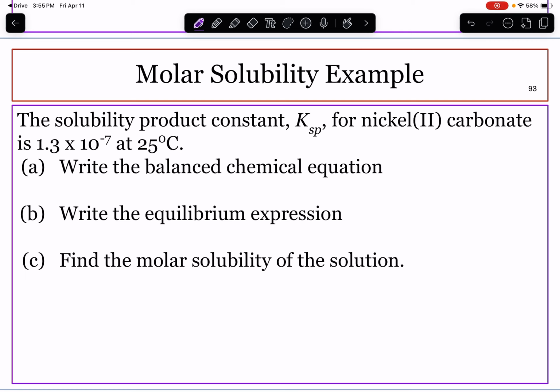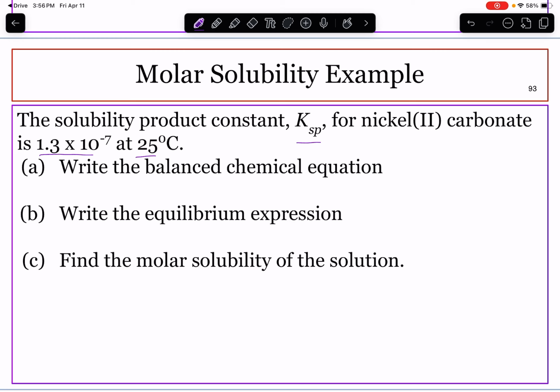Here's a sample problem. The solubility product constant, which is KSP, for nickel 2 carbonate is 1.3 times 10 to the negative 7 at 25 degrees Celsius. The temperature is usually always included whenever a K value is expressed, because the K is dependent on temperature. If that temperature were changed to, say, 35 degrees Celsius, this K value would be a little bit different. However, the numerical value of the temperature is not used to calculate K, so you can ignore it when it comes to the math.